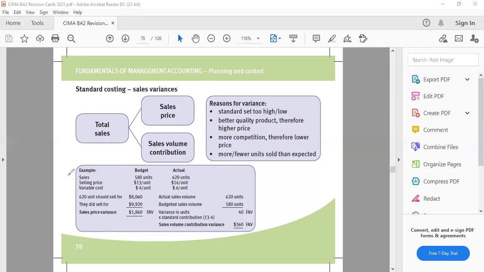There is an example question which is given here. It says that sales is 580 units, selling price is 13, variable cost is 4. The actual details are also provided to us. So let's work it out in the Excel sheet.